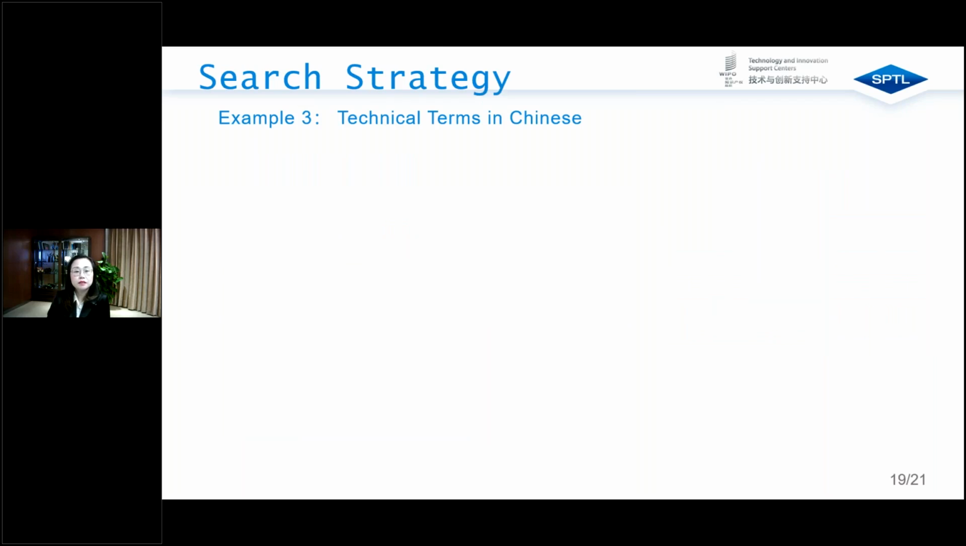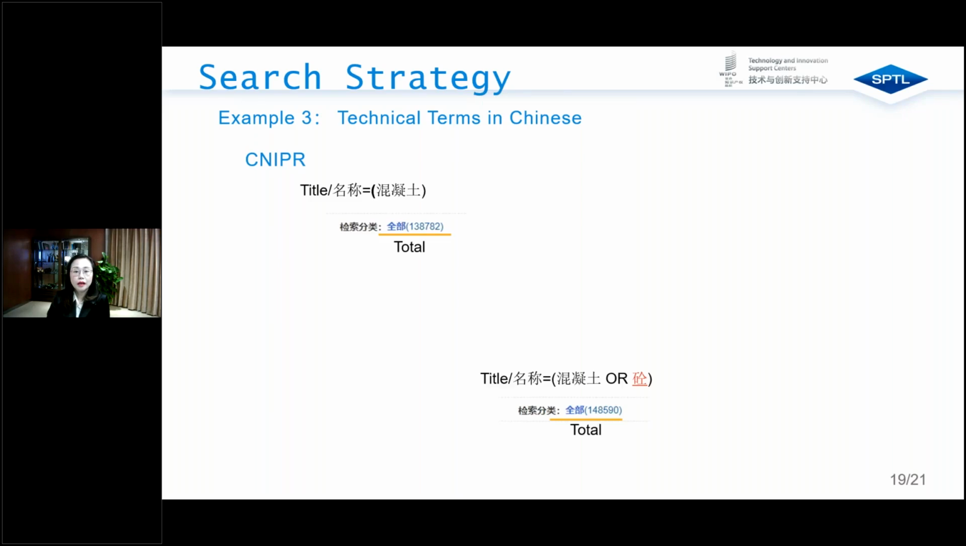Then we try the 3 characters, and the 3 characters plus the technical term, in Zen IPR. As you can see, 9,808 more documents are hit, and the hit number increased by 7.1%. From this example, it shows that it is very important to include the technical terms for searching.